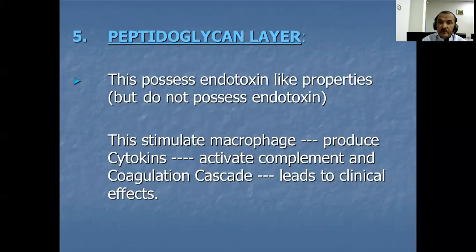Number 5, peptidoglycan layer. This possesses endotoxin-like properties but does not possess the endotoxin as it is possessed by gram-negative bacteria. This peptidoglycan layer which possesses the endotoxin-like property stimulates the macrophage which produces the cytokines which activate the complement, which leads to the coagulation cascade, which leads to clinical effects like DIC, or disseminated intravascular coagulation, which is detected by a D-dimer test.